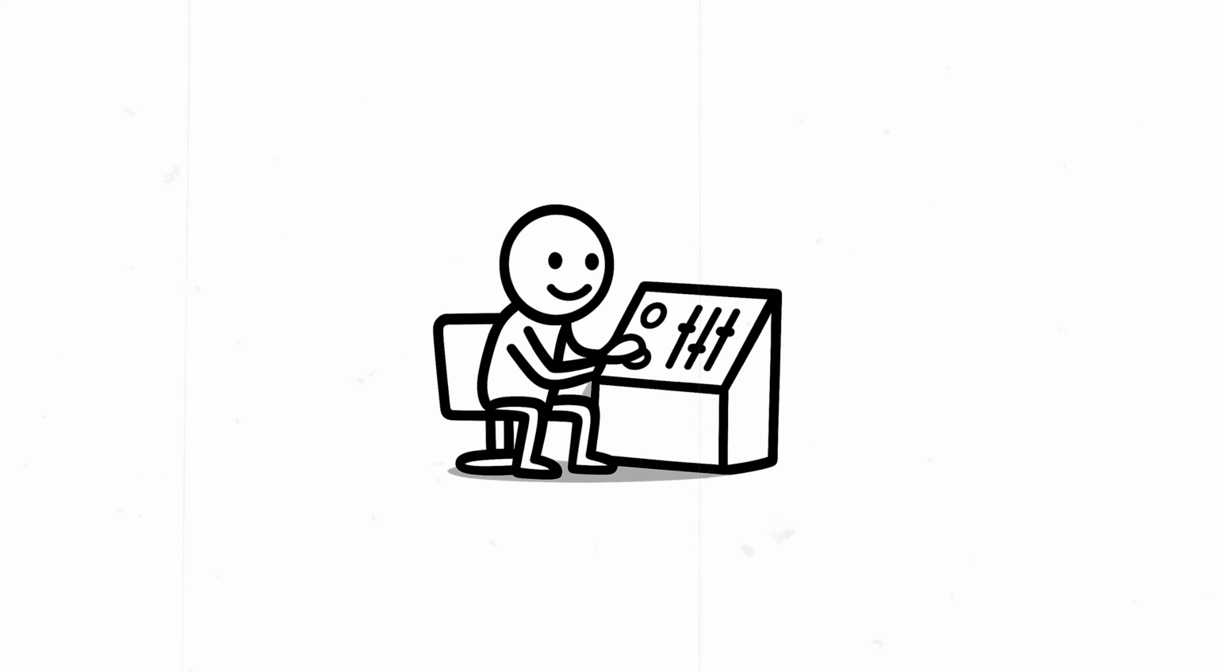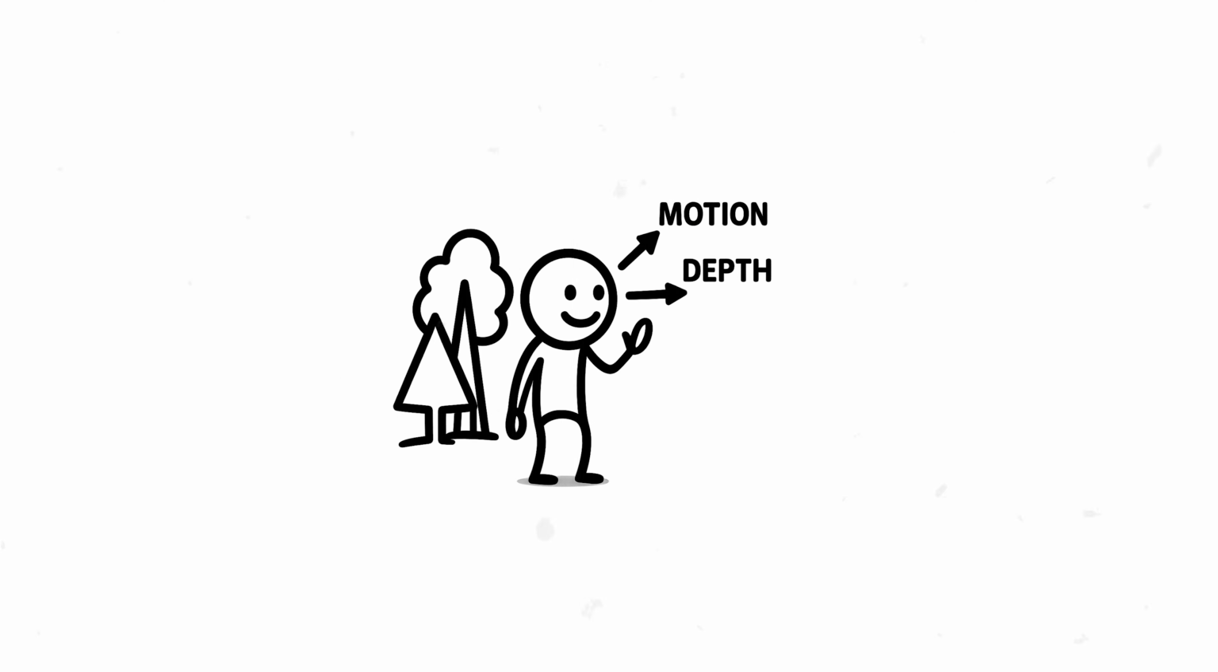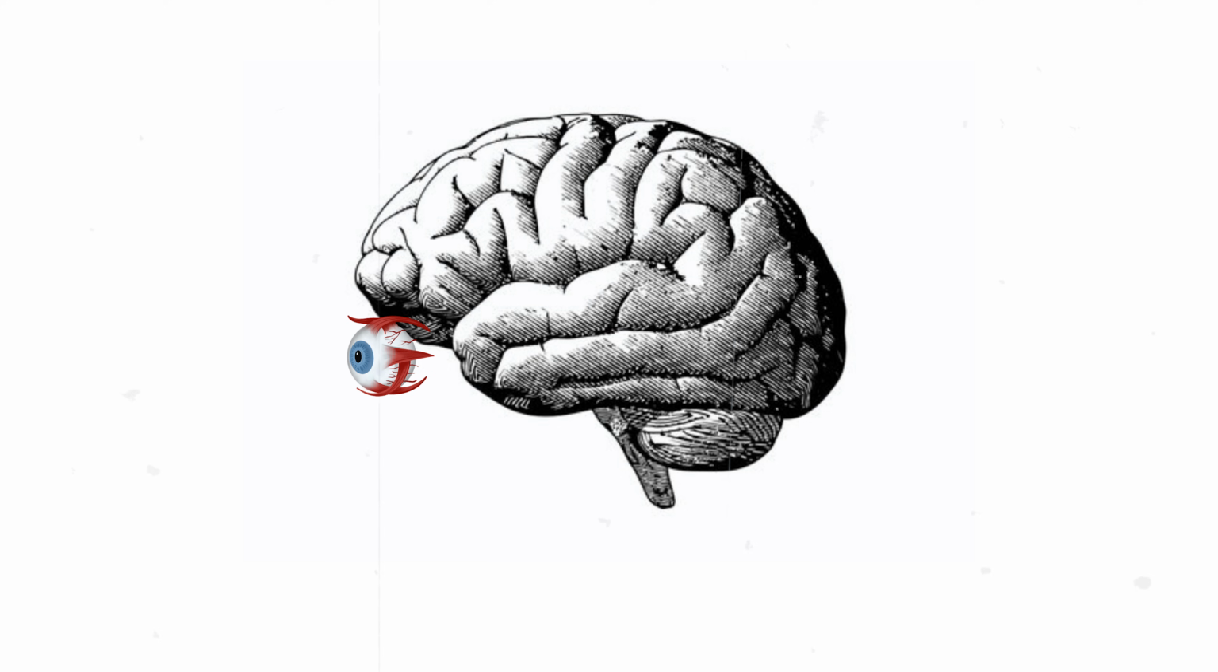Chapter 2. What it does. The occipital lobe is your visual command center. It processes everything you see, from shapes and colors to motion and depth.